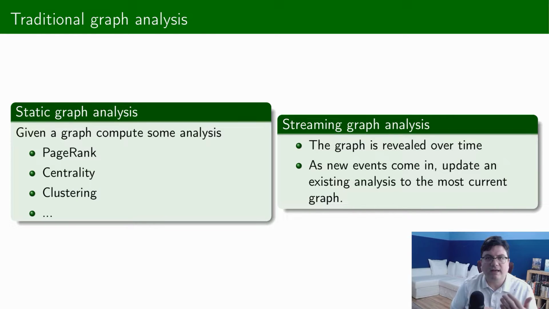Most HPC work in graph analysis is in one of two settings. In the first one, we have a graph and we are trying to compute some expensive analysis, like centrality or clustering. The graph is usually large and static, and the problem is to process it as fast as possible.